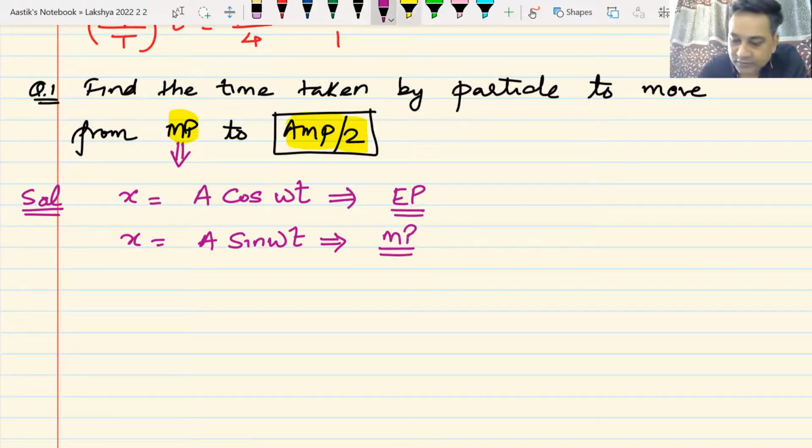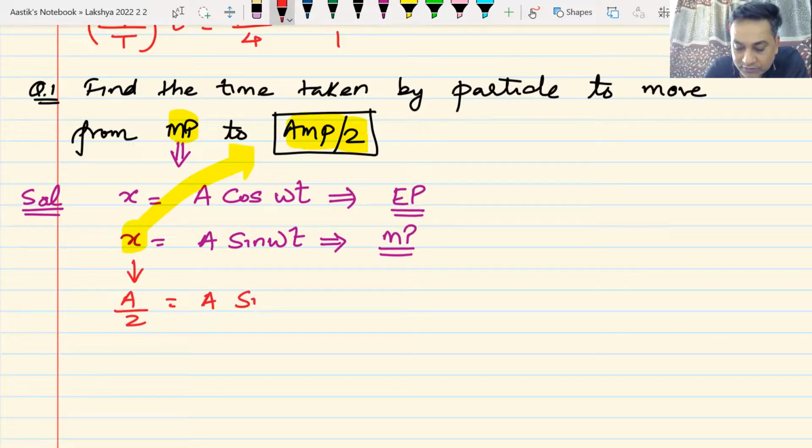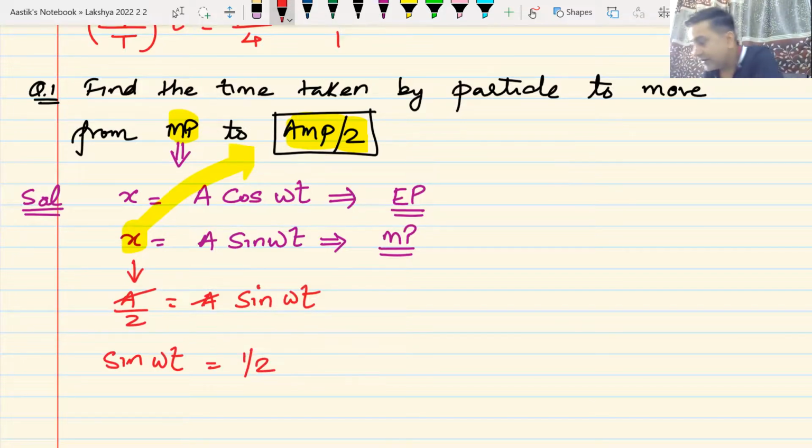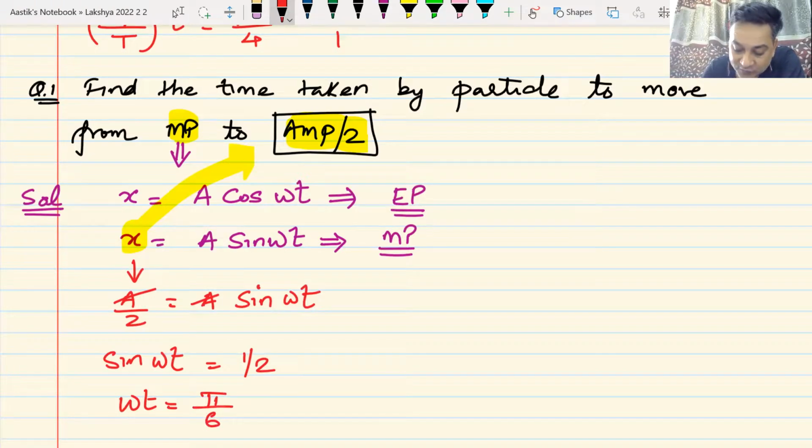Now you see, the value of x should be a by 2. So we just put the value of x as a by 2. A by 2 will be equal to a sine omega t. Do we understand this? This a will get cancelled. So I have sine of omega t as half. When is sine of any angle half? Then that angle becomes 30 degrees. Yes or no? And 30 degrees is pi by 6. Do we understand this?